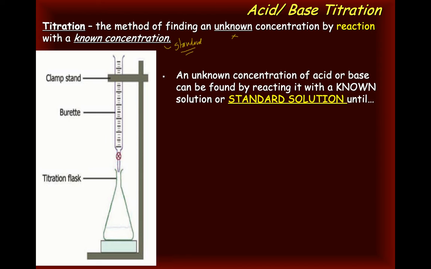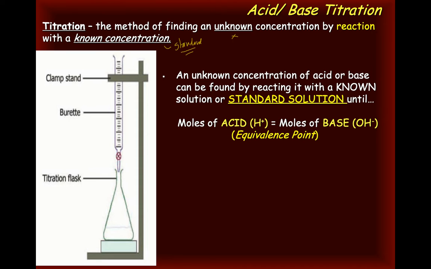So what we'll do is react them together, and we're going to keep reacting until the moles of our acid are equal to the moles of our base. And when we know that's the case, we reach something called the equivalence point. So equivalence means they're equal. So there's a little clever way we could do this.